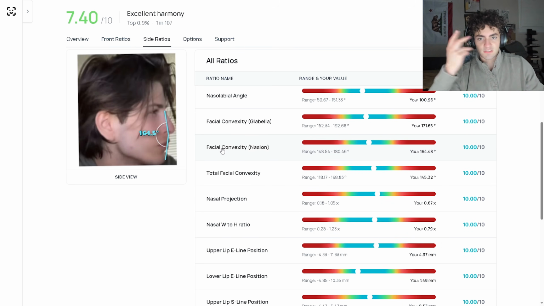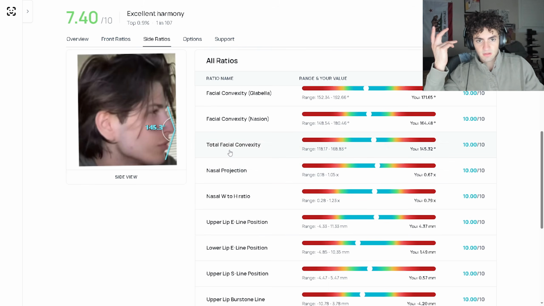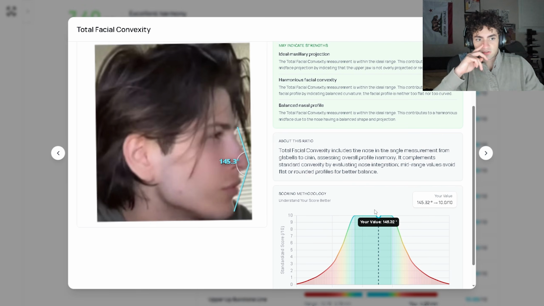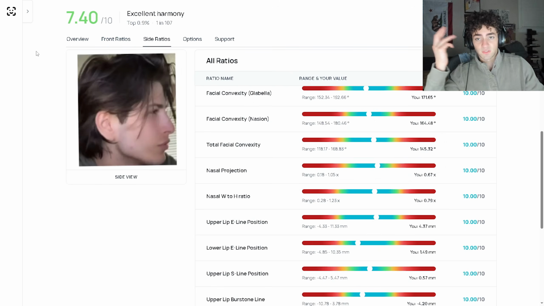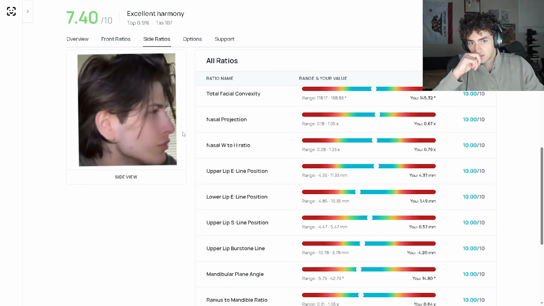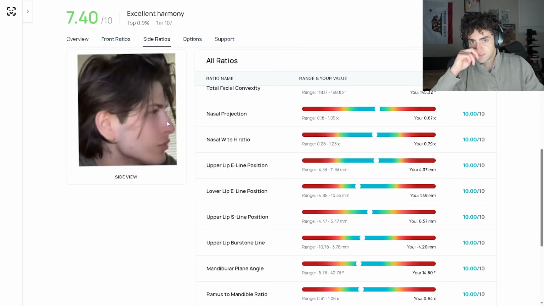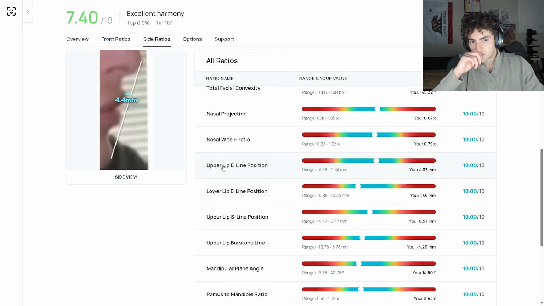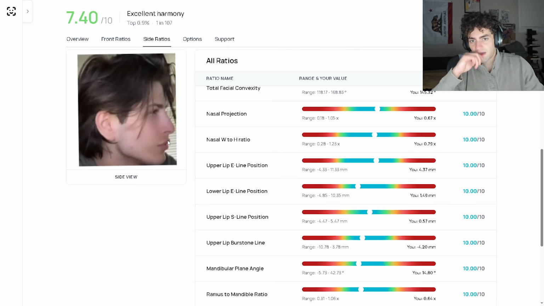Facial convexity nasion, he gets a really good score on that. It's the convexity or flatness of the face relative to nasion, really good. Total facial convexity, very, very good as well. His profile is not too flat, not too convex, very good. He scores really good on the convexity measurements, as you can see. He has good convexity. Nasal projection is pretty good. Nasal width height ratio, great. He has a good nose aesthetically. The shape could just be nicer. I mean, sorry, he has a good nose mathematically, but it could be more aesthetic, actually.